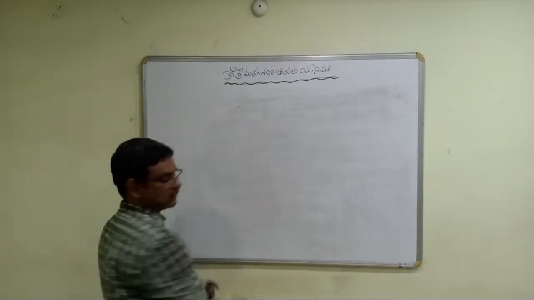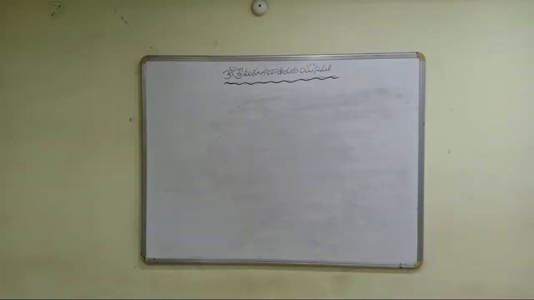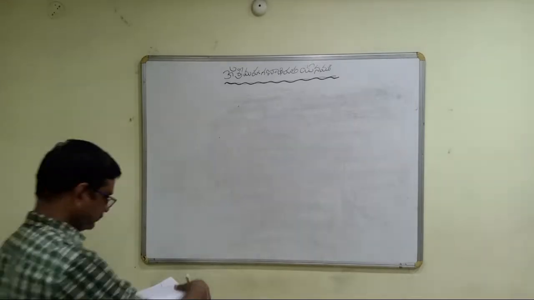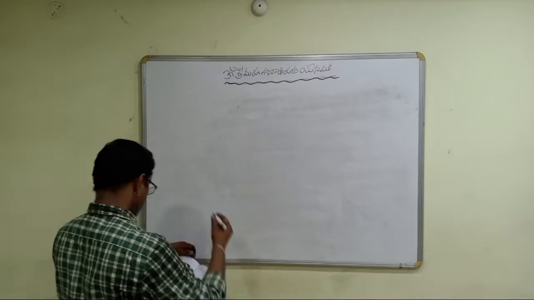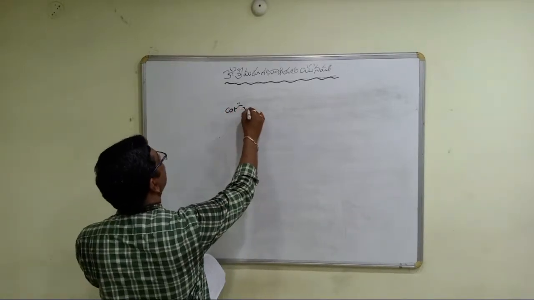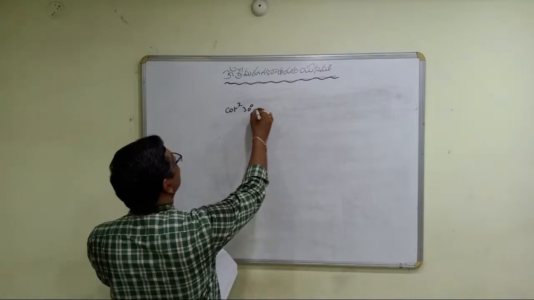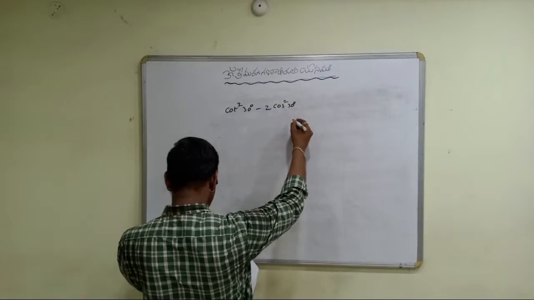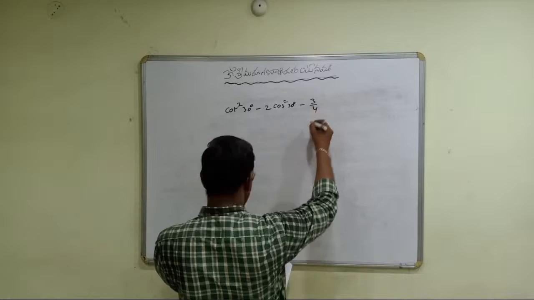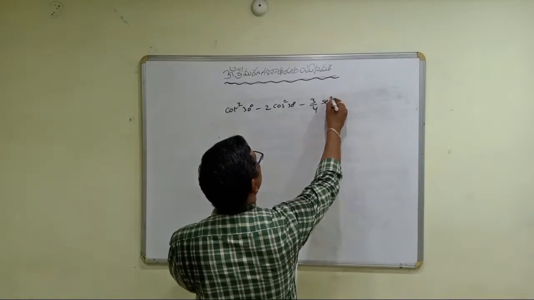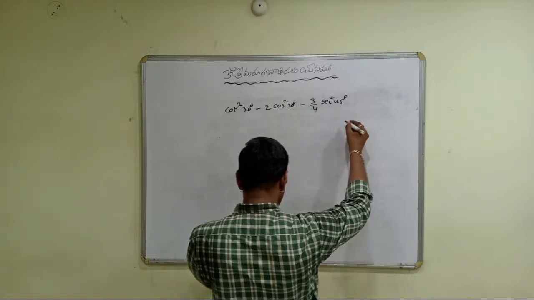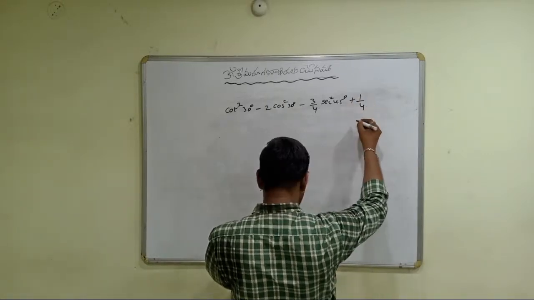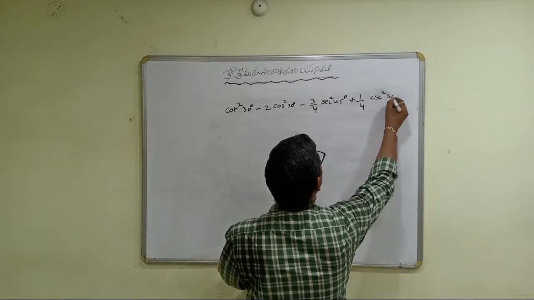Yes, one minute. See this one: cot square 30 degrees minus 2 cos square 30 degrees minus 3 by 4 secant square 45 degrees plus 1 by 4 cosecant square 30 degrees.